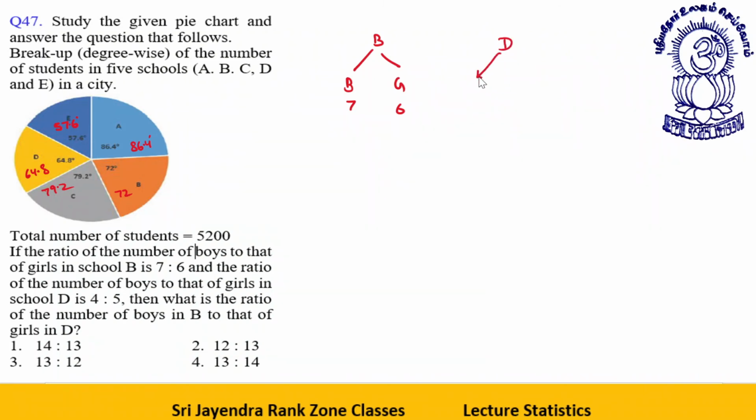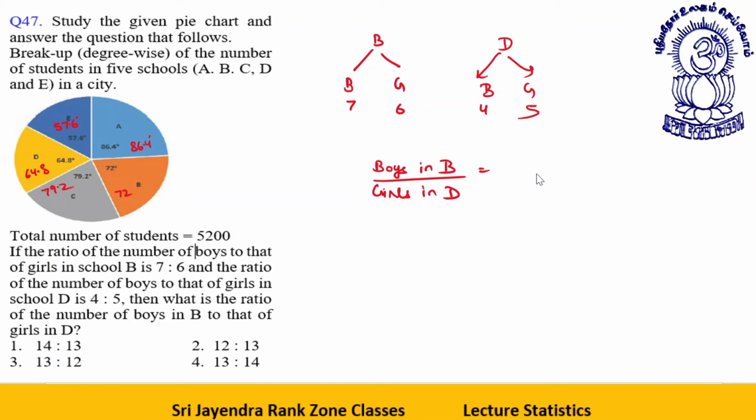In D, the ratio of boys to girls is 4 is to 5. Then what is the ratio of the number of boys in B to that of girls in D? The number of boys in B upon girls in D.